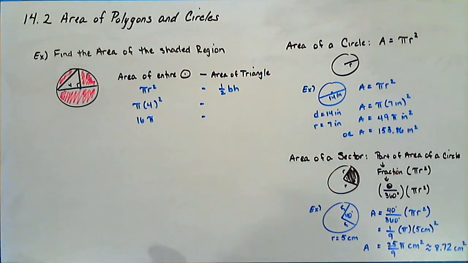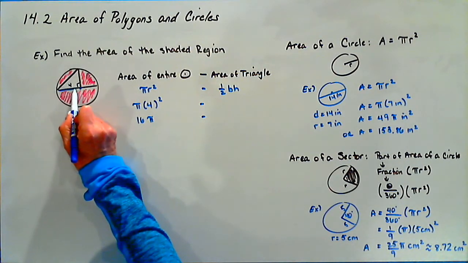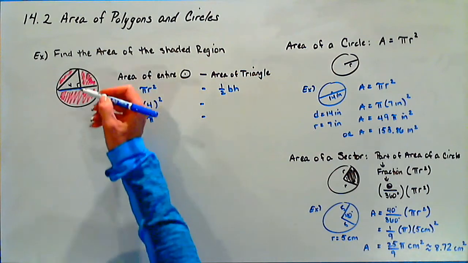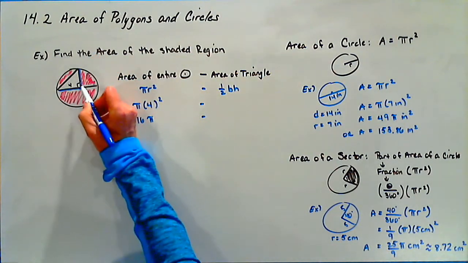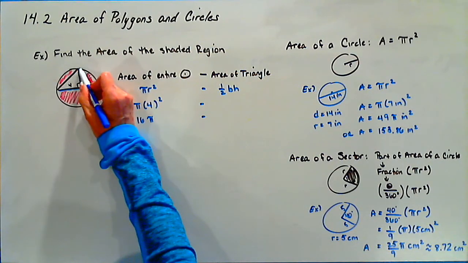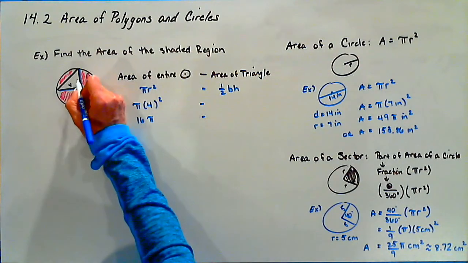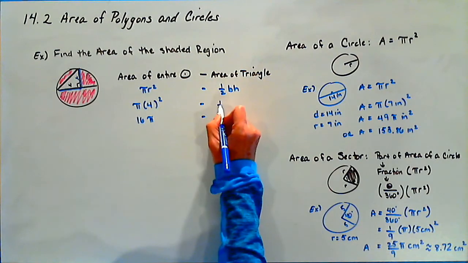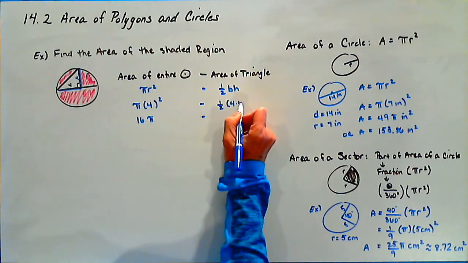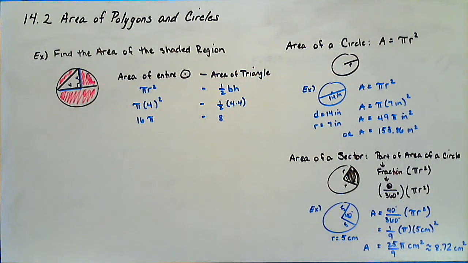Now for the triangle, I need a base and a height. And we know the base and the height are always perpendicular to each other. So I can clearly see what the base is. The base is 4. Well, in this case, the height is also 4, because it too comes from the center of the circle to a point on the circle, so it's the radius. So both the radii are 4, which means both the base and the height are 4. So 1/2, 4 times 4, which is 16. So half of 16 is 8.